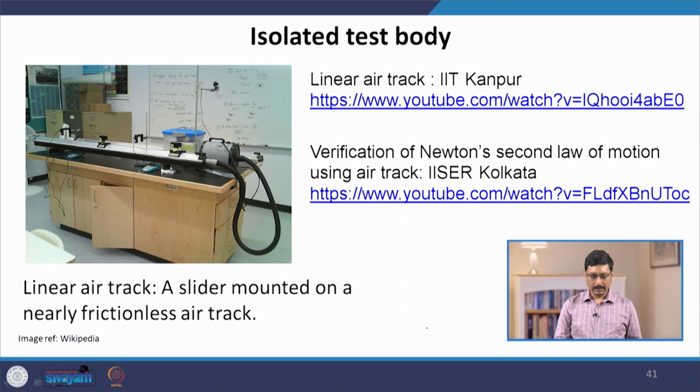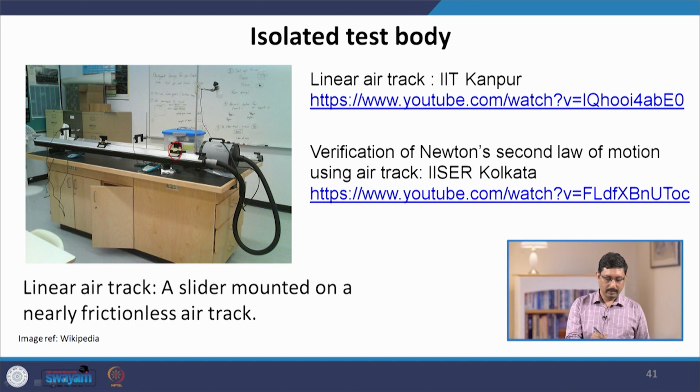But suppose you can do that. The closest approximation of this kind of system, which is achieved in the laboratory, is usually demonstrated by something called a linear air track. Here is a picture of such a system. Note that there is a horizontal track, which is this silver-white path, on which there are pinpoints. Jets of air come through these pin nozzles, and this is the slider.